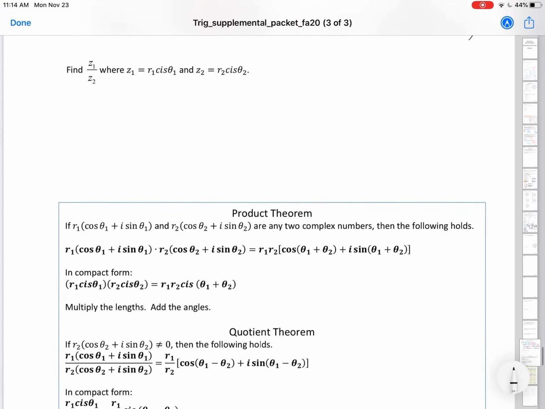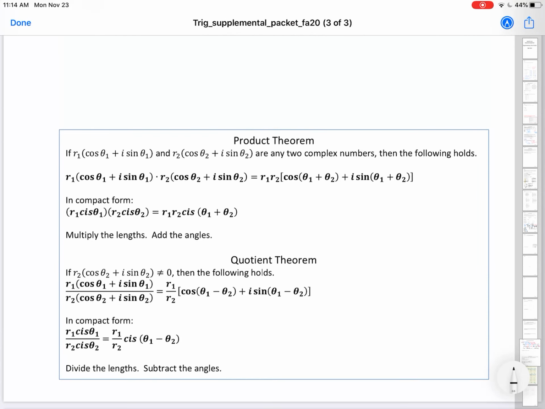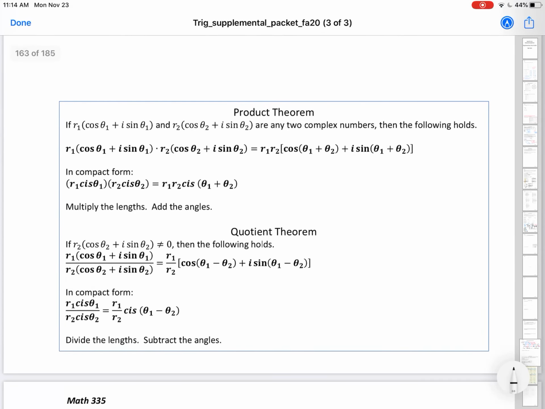And something similar would happen with the division. So the big compact, here it is in its big form, r1 cosine theta 1 plus i sine theta 1 times r2 cosine theta 2 plus i sine theta 2 is as simple as multiplying the r's and adding the angles, and you're done, right? And there it is in its compact form. So the quotient shouldn't surprise you. Instead of adding, we would subtract.